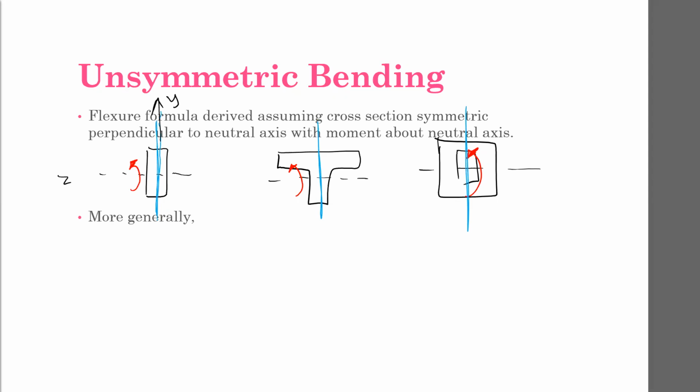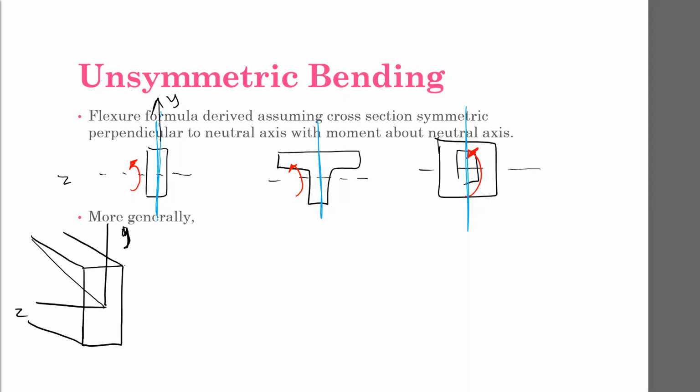z-axis. So today what we're looking at is, what if I have a shape, and instead of applying that moment about a principal axis, so this is my y, this is my z, instead of applying it about y or z, what if I have any old direction, and I want to apply a moment about that direction? What do I do now? So the way that we deal with this, if this is our moment, is we break it up into components that act about the two principal axes.